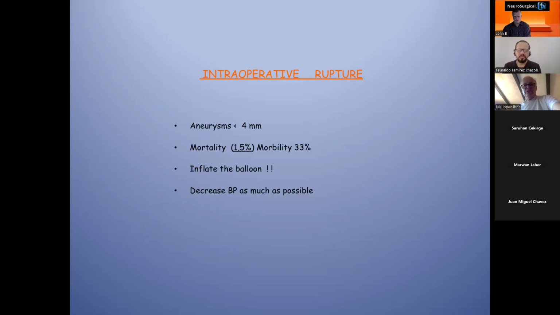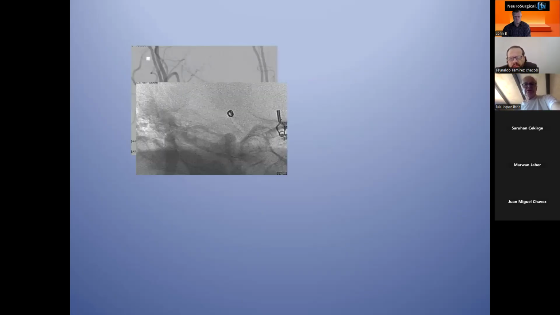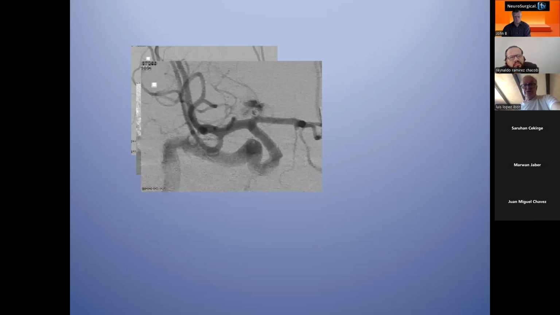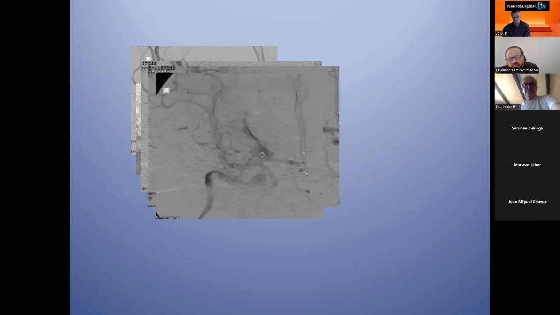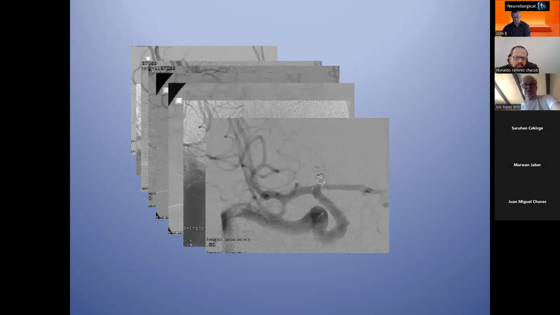When it ruptures, decrease the blood pressure, pack the aneurysm, give protamine to reverse the anticoagulation, and also do ventricular drainage. This is one example. Coiling, rupture, more coiling, packing, stop the bleeding.